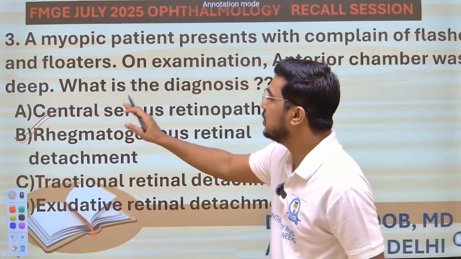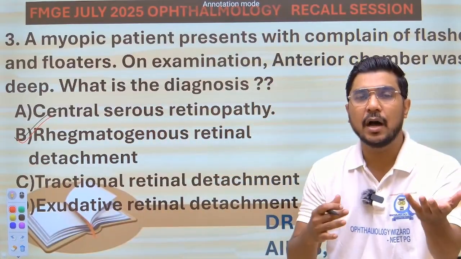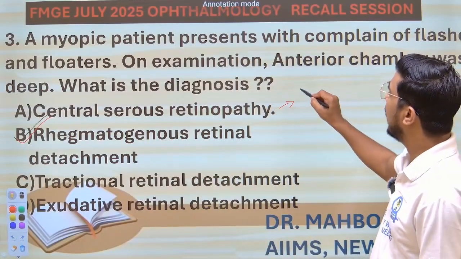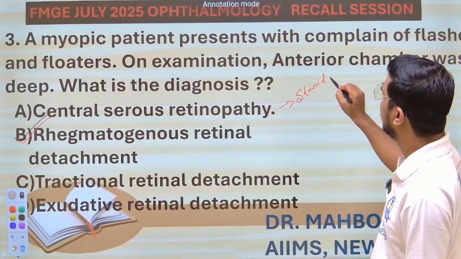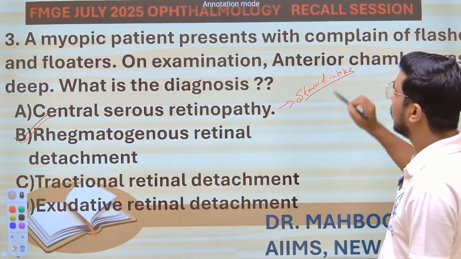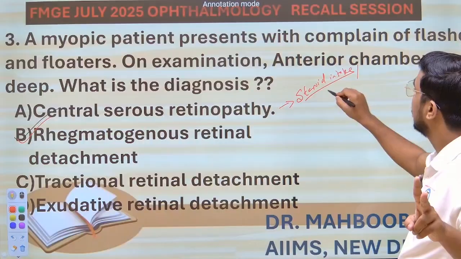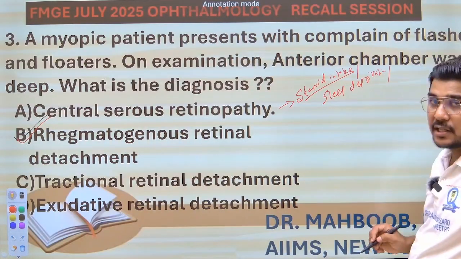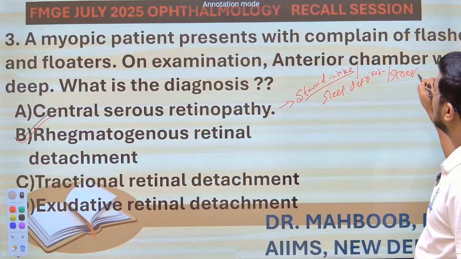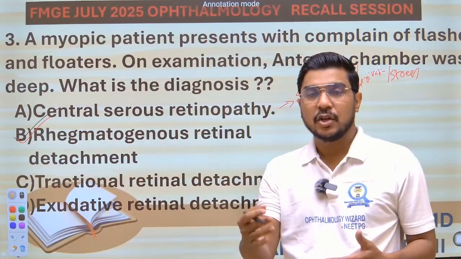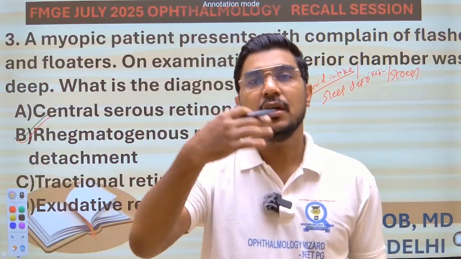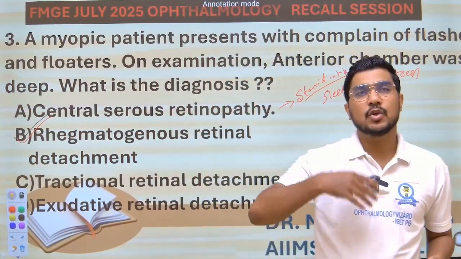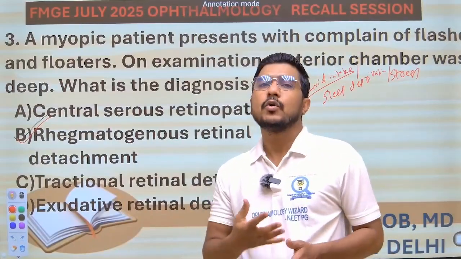If central serous retinopathy were the answer, what would have been extra here? In central serous retinopathy, they would have given you a history of steroid intake, one. Second thing, sleep deprivation. Third thing, stress. So these three should be there to diagnose a patient with central serous retinopathy. Plus, central serous retinopathy usually occurs in younger patients who take stress.